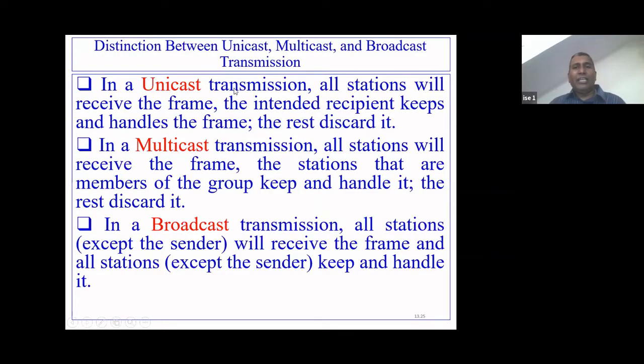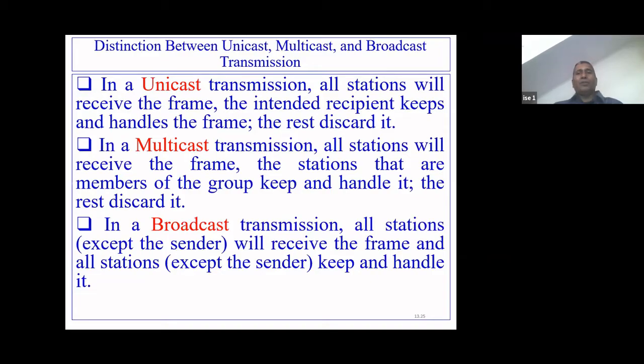So this is the whole arrangement. If it is unicast transmission, all stations will receive. Whether it is unicast, multicast, or broadcast, it is actually a broadcast in Ethernet. The standard Ethernet is always broadcast only. So what will unicast do? The station for which it is meant, if it sees that this is my MAC address, will take that frame and send it to the upper layer for processing, and the remaining hosts will discard it.